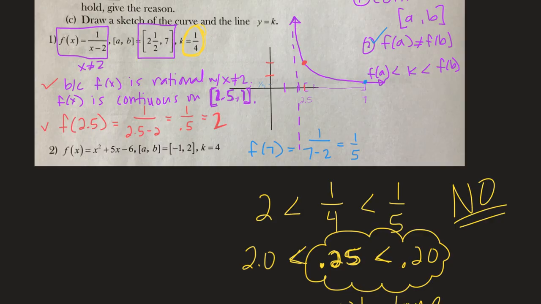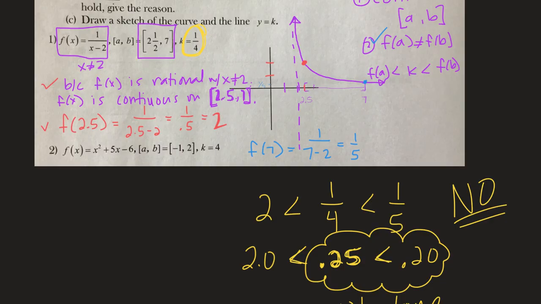The k is your y value that we're trying to look for. Is there an x in here that gives us a y value of 1/4? Well, not guaranteed by the IVT because 1/4 is not less than 1/5. 0.25 is not less than 0.20.